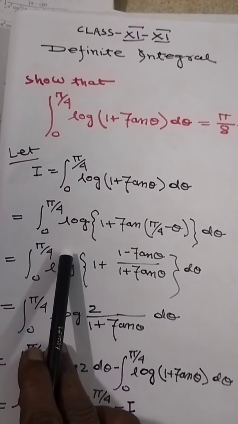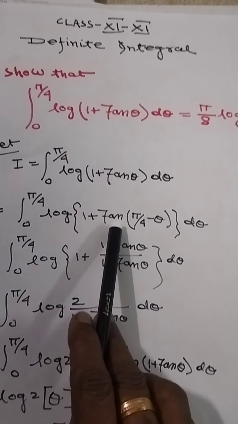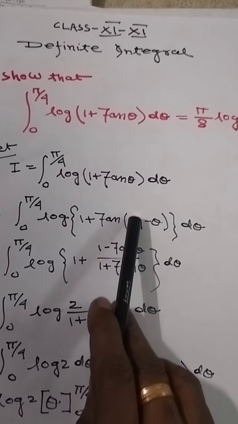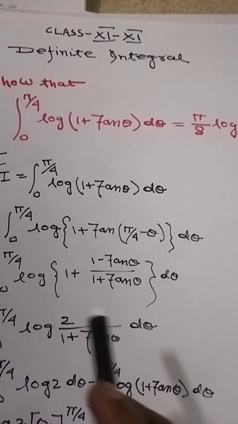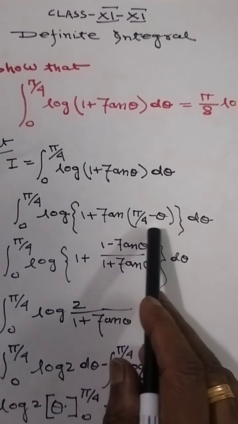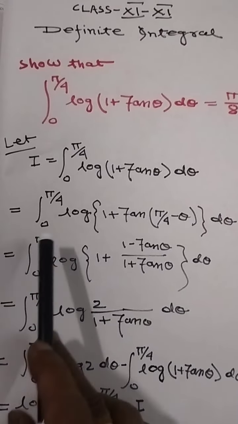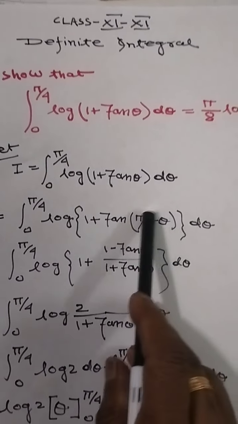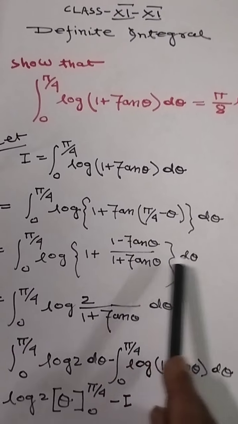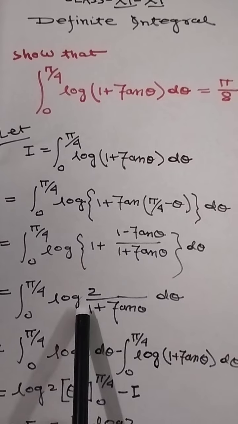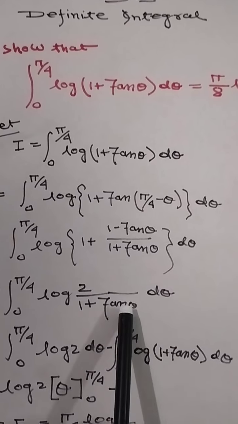So the integral from 0 to pi by 4 of log(1 plus tan theta). As per the definite integral formula, we can write 1 plus tan of (pi by 4 minus theta), with upper limit pi by 4, d theta. Now we put the formula for tan(a minus b), so 1 plus (1 minus tan theta) divided by (1 plus tan theta), d theta. Simplifying, we get here 2, so the integral of log of 2 divided by (1 plus tan theta) d theta.